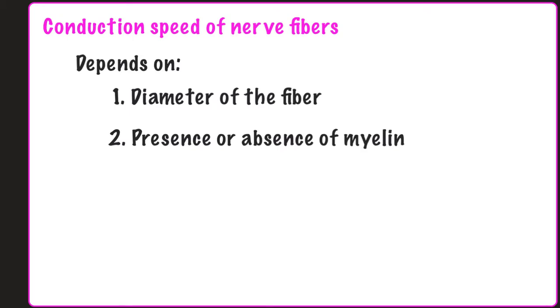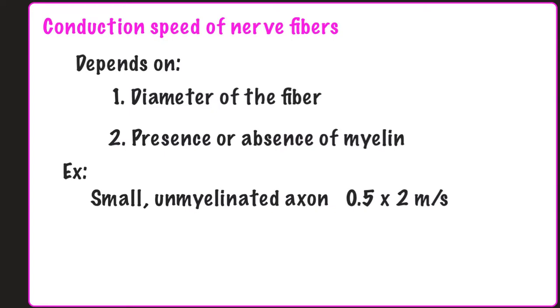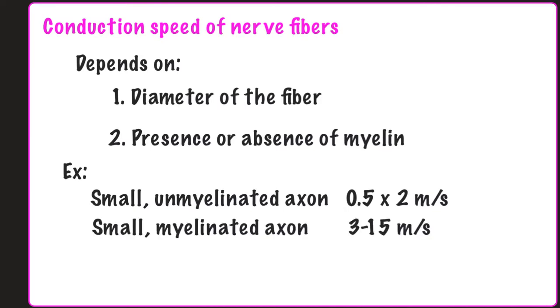So for example, if you have a small unmyelinated fiber, it's going to conduct about 0.5 to 2 meters per second. But if you have a small myelinated fiber, so the only difference, they're both small, the only difference is that this one is now myelinated, it would be able to conduct at about 3 to 15 meters per second. If you have a large myelinated fiber, those can conduct up to 120 meters per second.